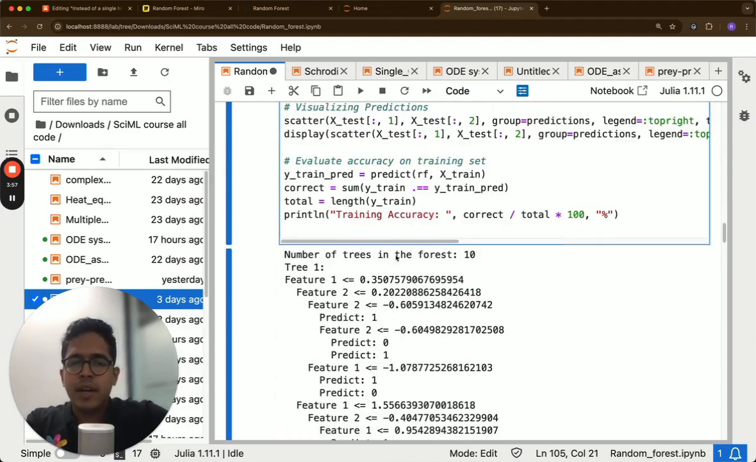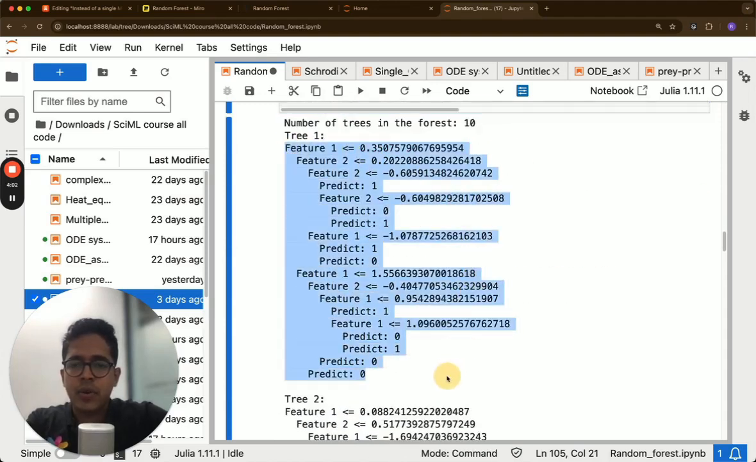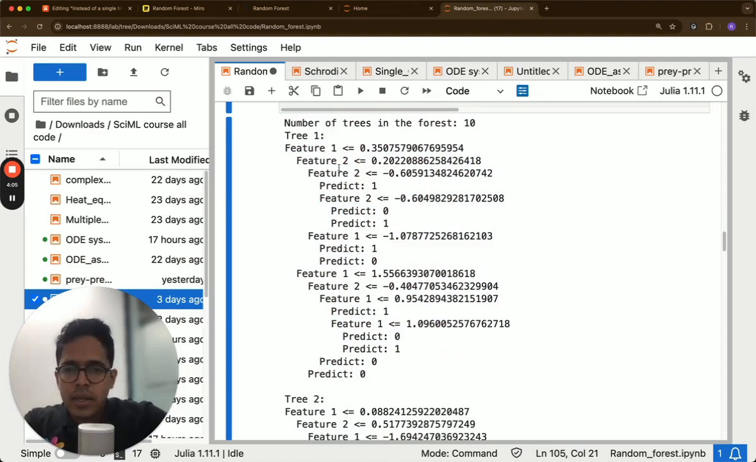So here I'm printing all the trees, the structure. So you can read it in the following way. For tree 1, the root node is the following.